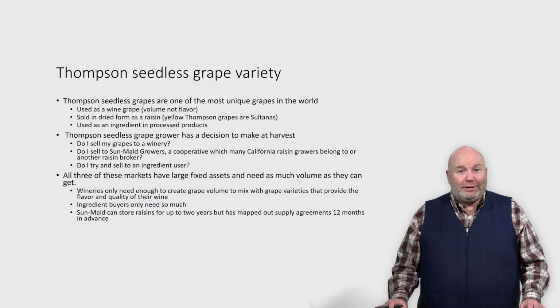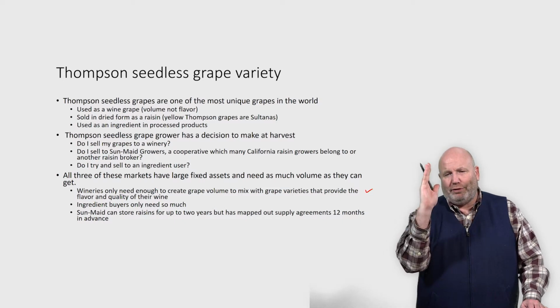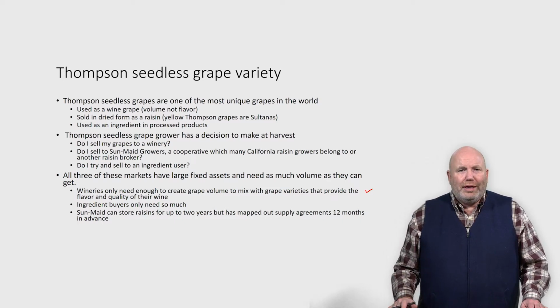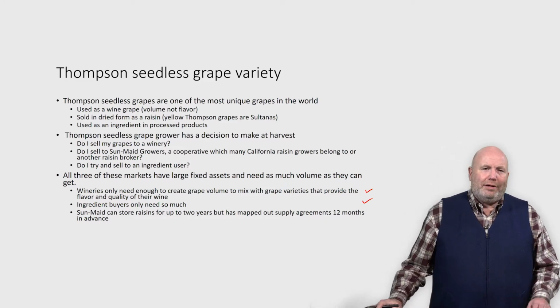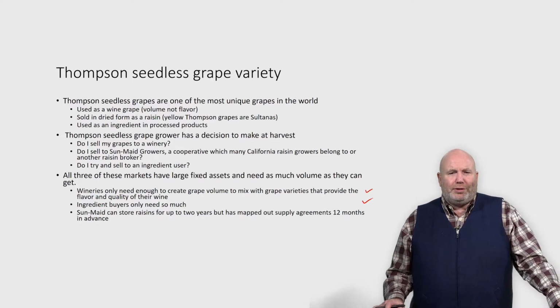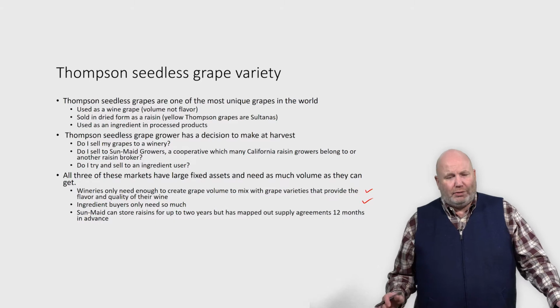All 3 of these markets have huge fixed assets, and they need as much volume as they can get up to a certain point. But wineries only need enough grapes to mix with grape varieties. So their supply curve is almost vertical. Ingredient buyers only need so much to produce as well. Their supply curve is almost vertical. Sun-Maid can store these raisins for up to 2 years. But they typically have to find a supply agreement 12 months in advance. They use 6 or 9 or 12-month contracts to sell grapes.